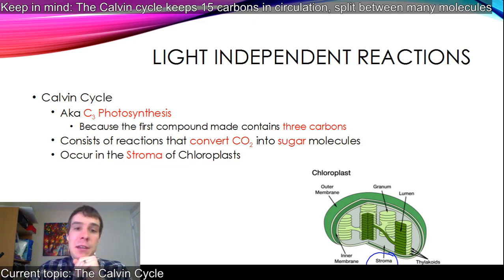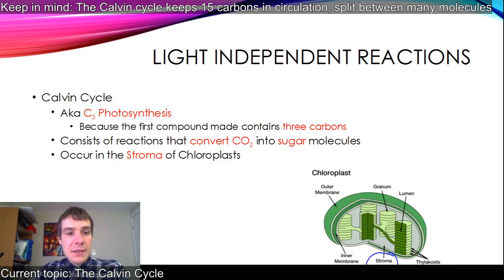Keep in mind up here that the Calvin cycle keeps carbons in circulation, and those are split between many molecules. It's a difference between it and the Krebs cycle. The Krebs cycle only has 4 carbons in circulation most of the time, and it's just on one molecule. And it just runs a couple of times, once for every acetyl-CoA. Here you're actually going to see a lot of molecules, and I'll get into that.